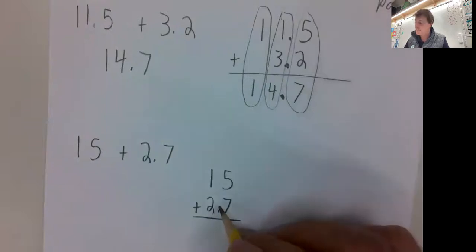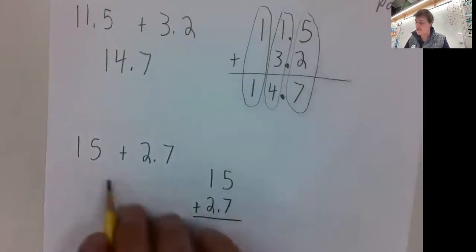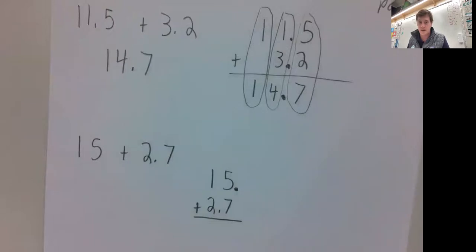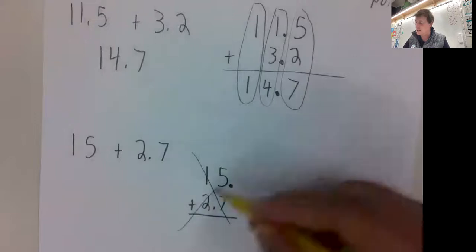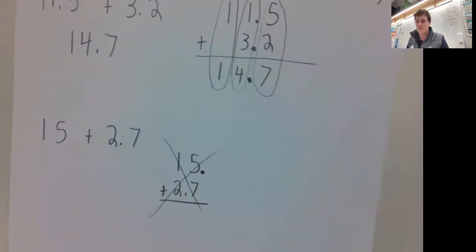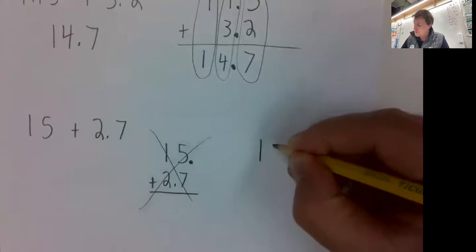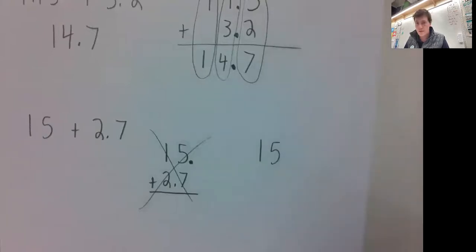That doesn't match either. If I think about the decimal point, even though the decimal point isn't written in our 15, we know that it lands back there. And I can see clearly now that my decimal point is not lined up. So this is an incorrect way to stack up this problem.